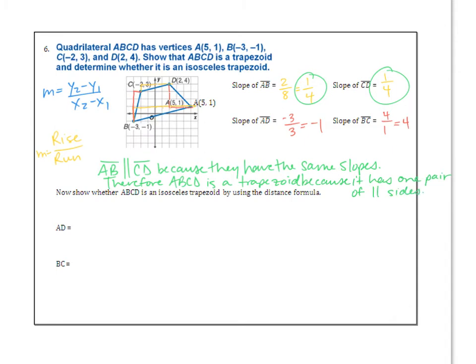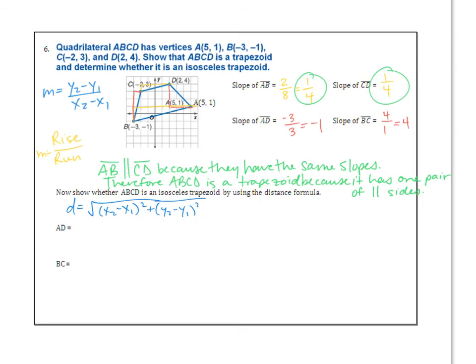All right, now we need to determine, is it an isosceles trapezoid? Well, a couple of things we could do. We could find the lengths of the diagonals, or we could find the lengths of the legs. And if they're congruent, then it would be isosceles. Now, it's already marked on our sheet here. They want us to find the legs, AD and BC. Remember the distance formula. You're going to have to use this. You're going to use x2 minus x1 squared plus y2 minus y1 squared.